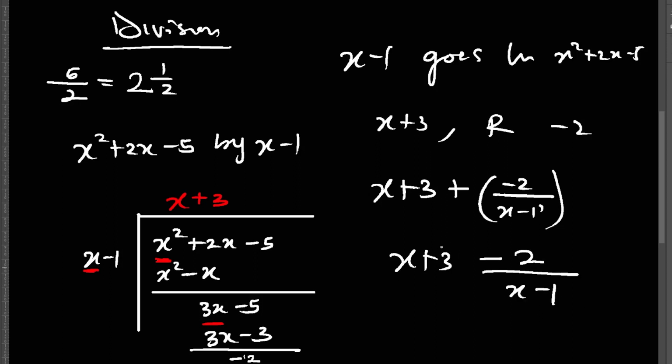So this is like our answer. I hope you understand this now. So that's that about how to go with division of polynomials. The remainder is minus 2, and it goes in x plus 3 times. So let's look at one more example so that we can be sure that we've understood this.